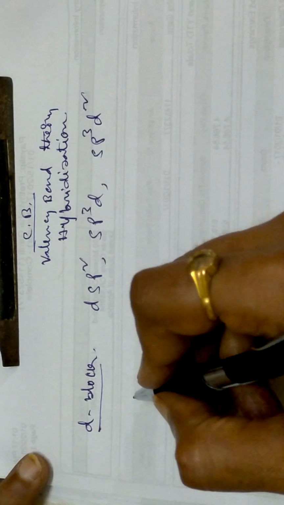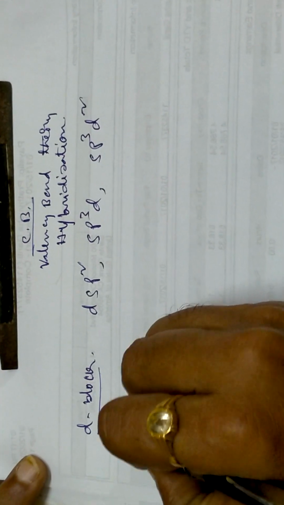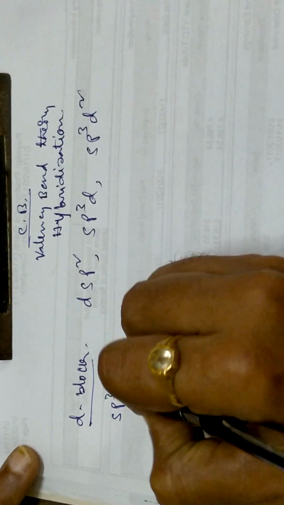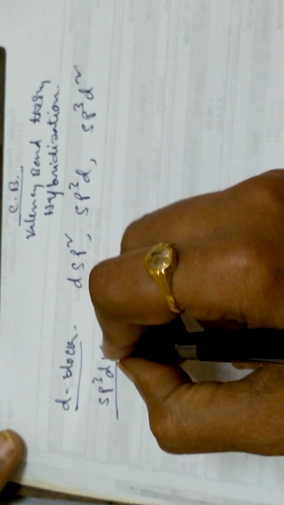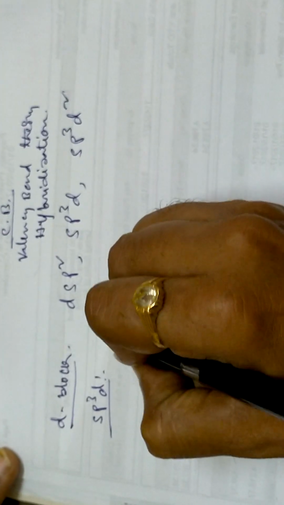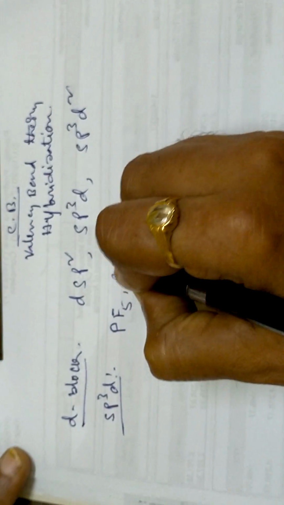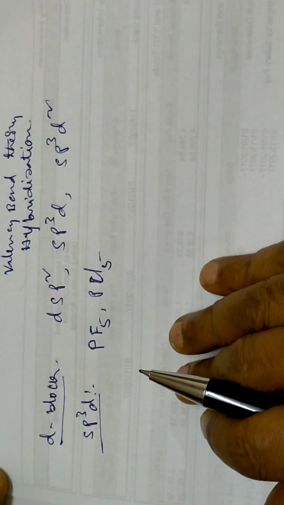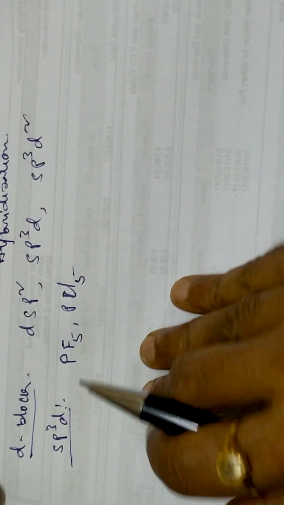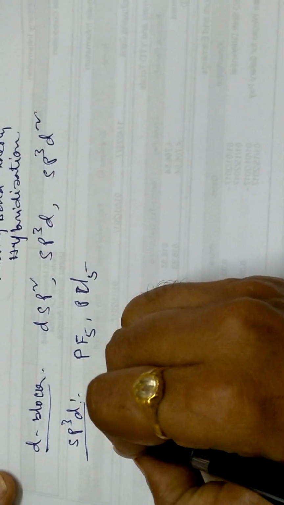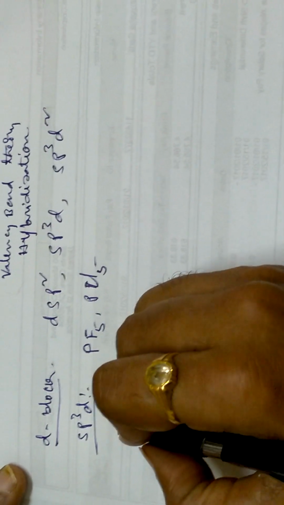Take sp3d, one of the prominent ones. How does it form? With an example, we'll see phosphorus pentachloride, PCl5, or PF5. We'll see how it will be. For this phosphorus, first we'll see what the atomic number is. It is in the nitrogen family, so the atomic number is 15.